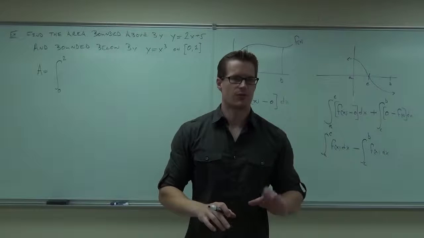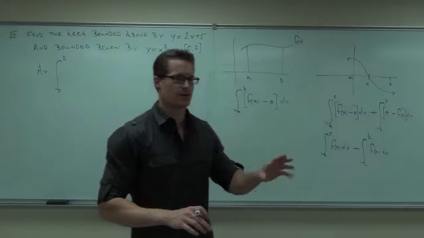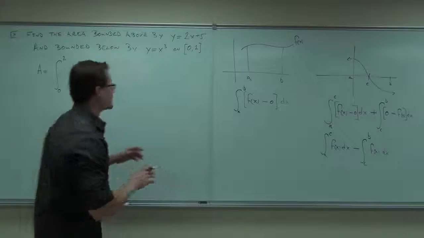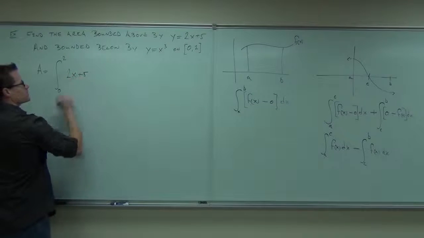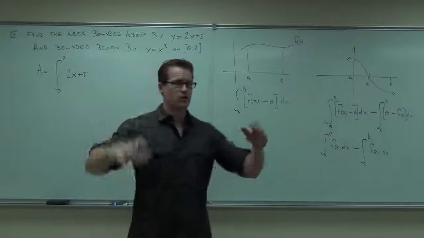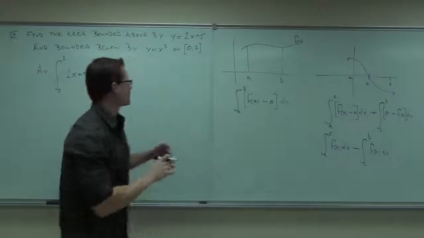When it says bounded above, it means for the whole interval. When it says bounded below, it means for the whole interval. If it doesn't say bounded above or below, we would find those regions, and we'd be able to determine that. So bounded above by 2x plus 5. Do I add or subtract? Subtract. Remember, you're basically taking big area minus small area to find the area between them.